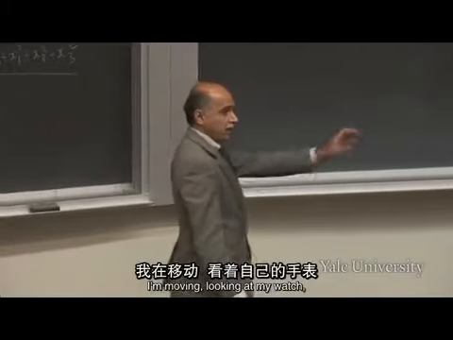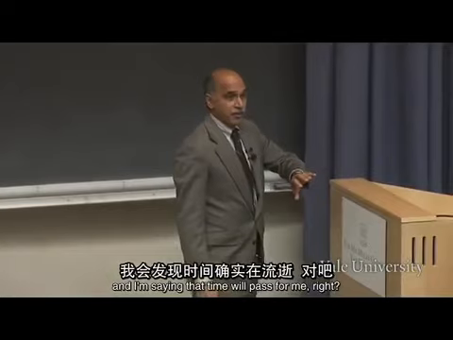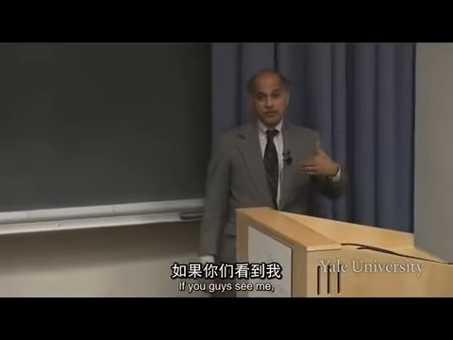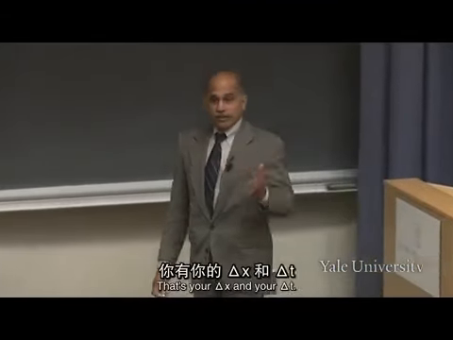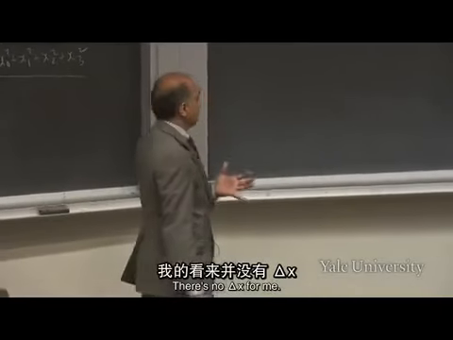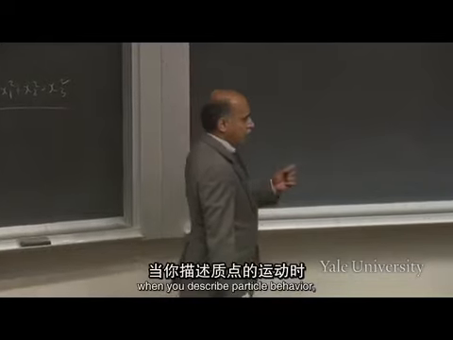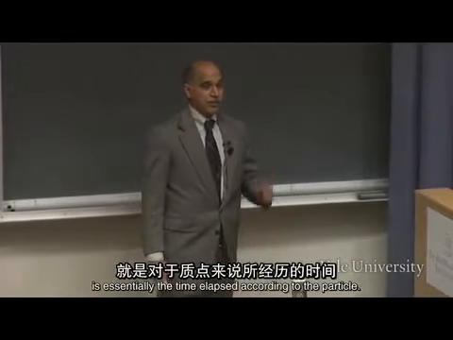So I'm the particle, I'm moving, I'm looking at my watch, and I'm saying time will pass for me, right? 1 second and 2 seconds, that's the time according to me. If you guys see me, you will disagree with me on how far I moved and how much time it took. That's your delta x and your delta t. But for me, there's only delta tau. There's no delta x for me. So the space-time interval, when you describe particle behavior, is essentially the time elapsed according to the particle.